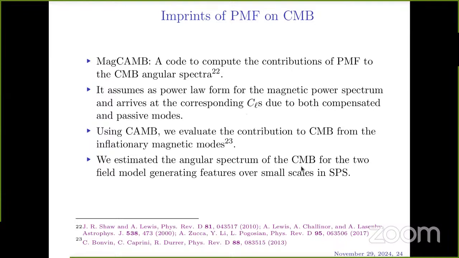Then there is a third kind of contribution to the CMB, that is by the inflationary magnetic modes, which we have computed by sourcing the scalar perturbation from the magnetic field during inflation itself. So we have used CAMB because there was a scalar power spectrum, that is a secondary scalar power spectrum, which is generated by magnetic fields. Since it's a scalar power spectrum during inflation, we modified CAMB a bit, and we have obtained the contribution to the CLs from the primordial magnetic fields.